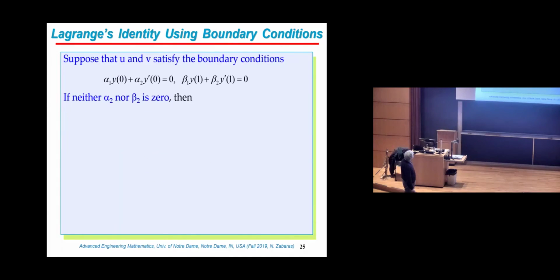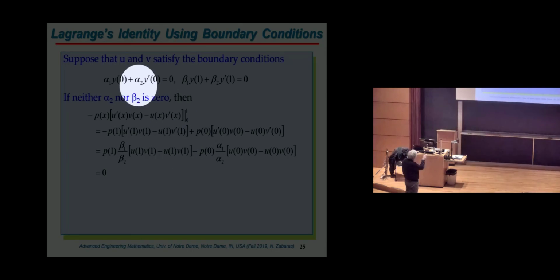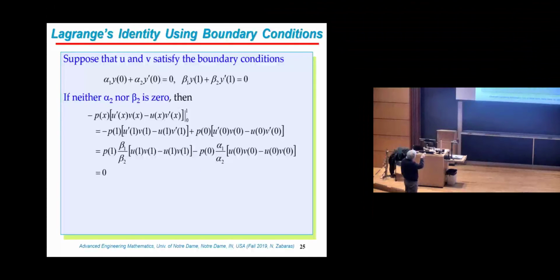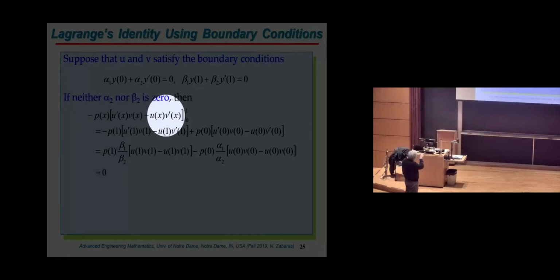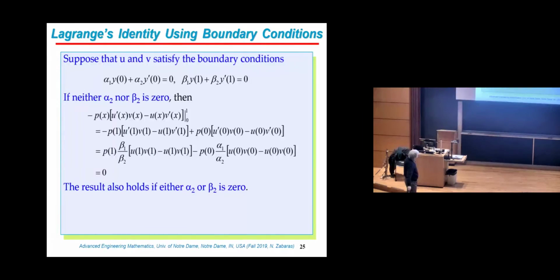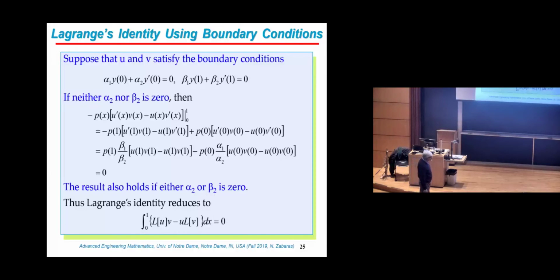And so assuming, of course, that these coefficients A2 and B2 are not 0, so I can divide by them. So it comes out. And again, I'm not going to spend time on simple algebra. If you plug in u prime and v prime from these two equations here at the ends 1 and 0, then the whole thing cancels out. And the Lagrange identity is what you see on the bottom. The integral of L of u times v is the same as the integral of L of v times u.